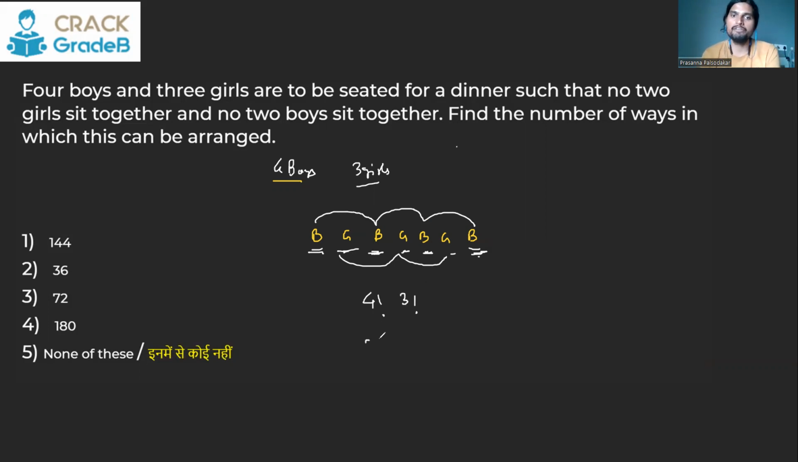So 4 factorial is 24, into 6, 144 will be the answer.